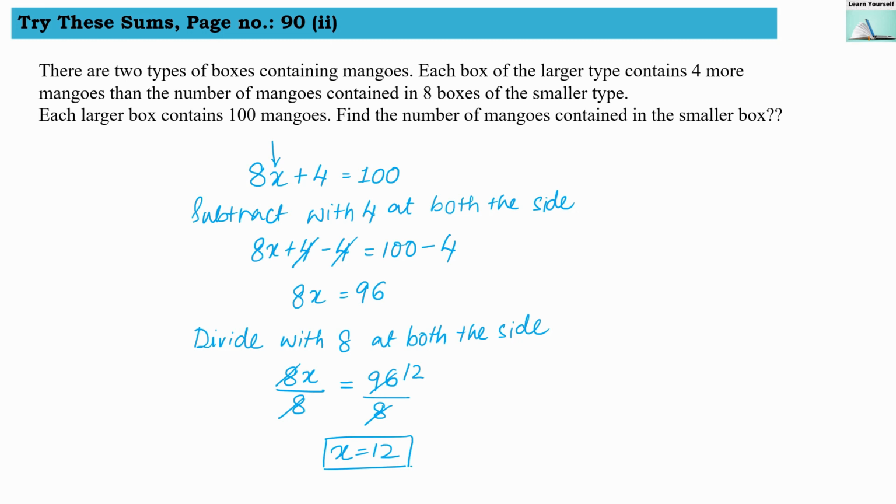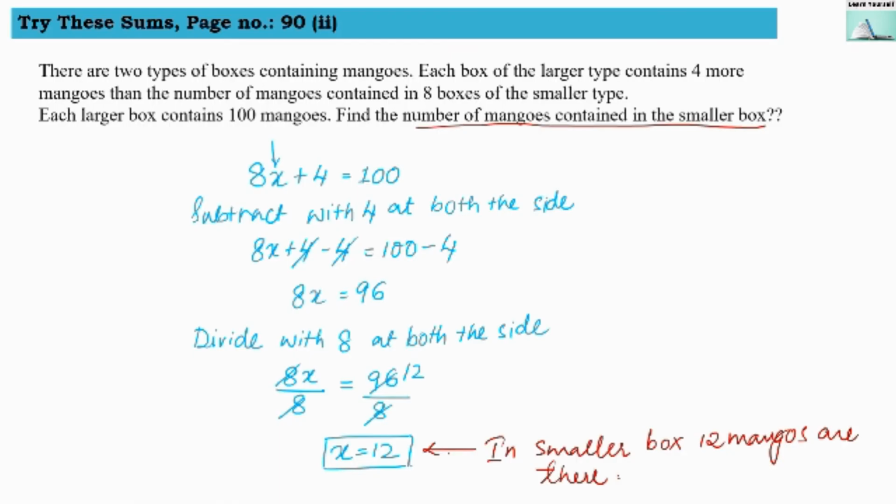Now what is our x? x is the number of mangoes, that is, the number of mangoes contained in a smaller box. So in a smaller box, 12 mangoes are there.